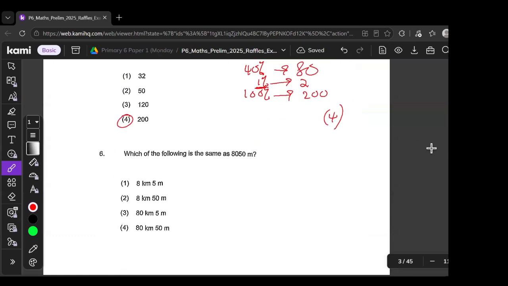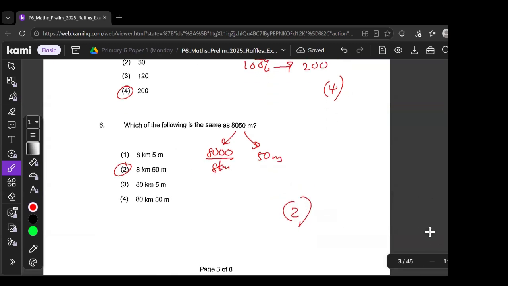Question number 6. The answer is number 2, right? How to do that? Break up into number bonds. 1,000. How many thousands? 8,000 and 50 meters. So 8,000 meters will be 8 km and 50 meters. Easy? So answer number 2. Let's go to the next one.